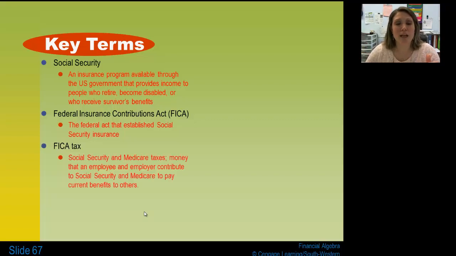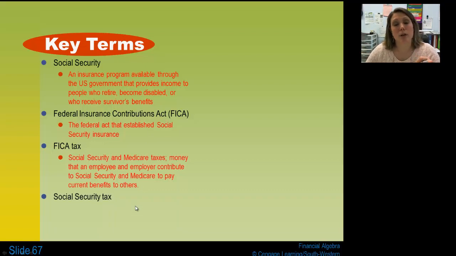The FICA tax is your Social Security and Medicare taxes, money that an employee and employer contribute to Social Security and Medicare to pay current benefits of others. So even though the money is coming out of your paychecks right now, it's not going into an account where you get to use it later. It's paying for those that are already retired or those that are using Medicare and Social Security. So those taxes are going to pay for the older generation. So the younger generation will eventually be paying your Social Security and Medicare as well.